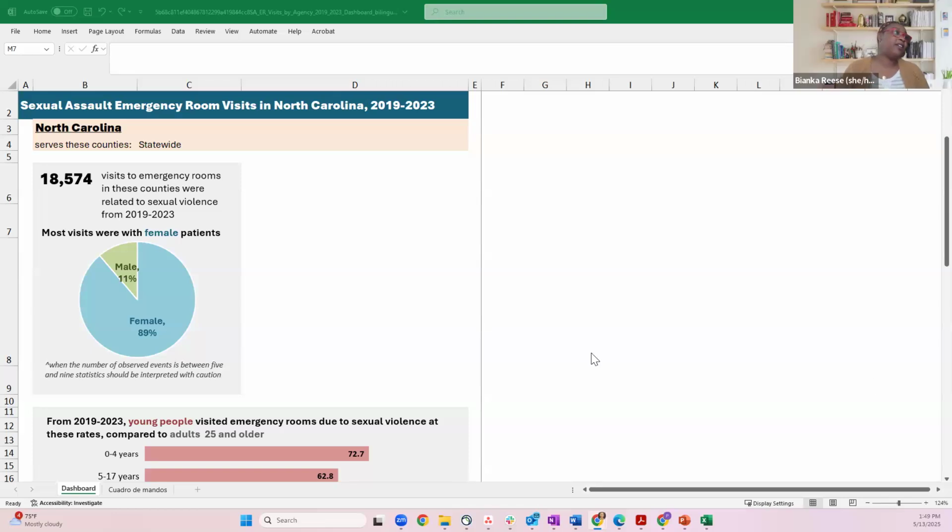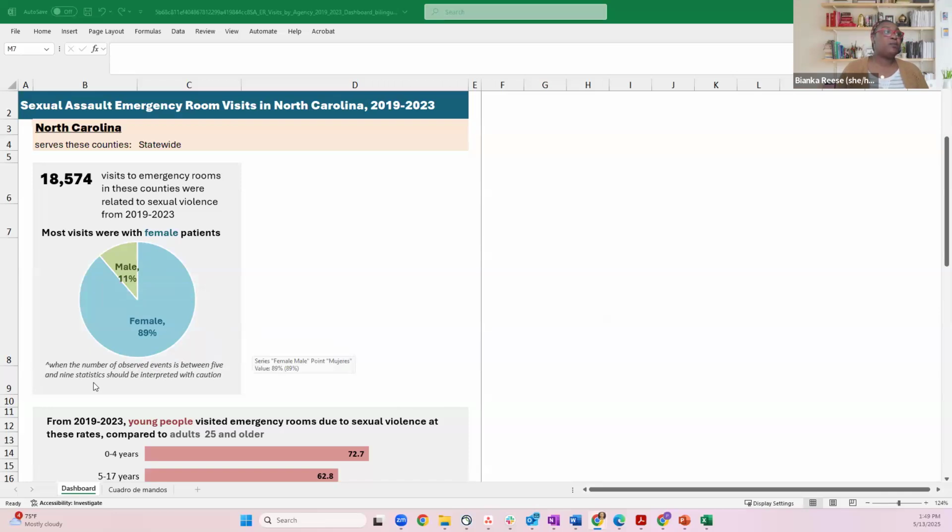Absolutely. Even though 11% is much less than 89%, there's still a large chunk, right? A tenth of people who identify as male are seeking care, which is a huge priority population. Thank you for highlighting that, Omar. All righty.